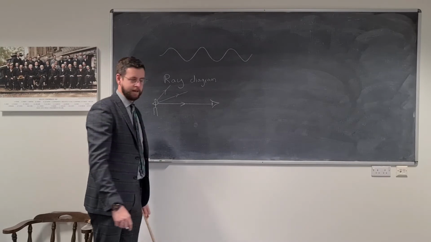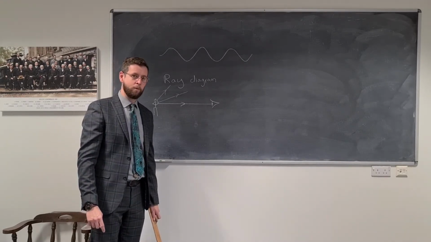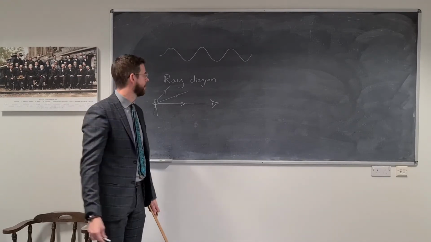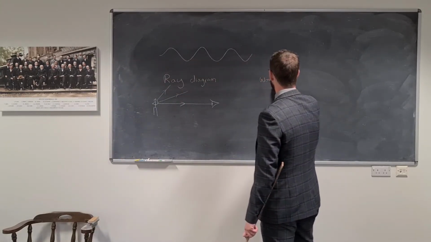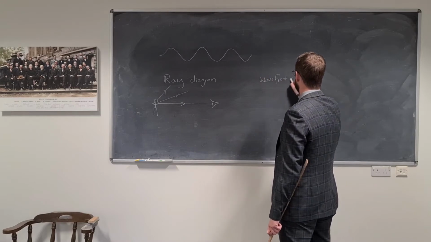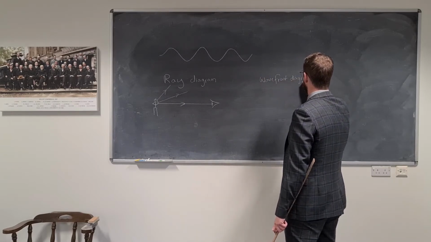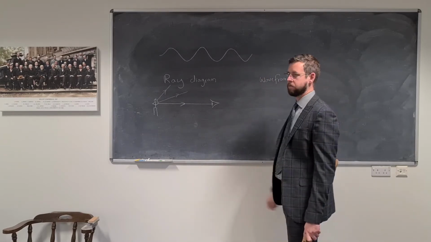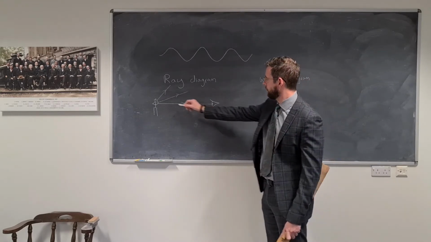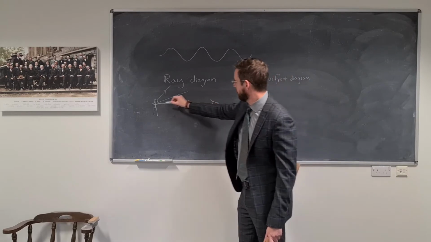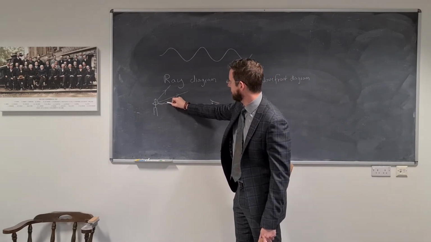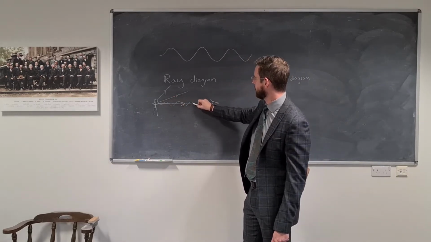The second type of diagram that I want to draw is a wave-front diagram. So a wave-front diagram is a way of displaying it differently. Because now what I want you to imagine is along the direction of this ray of light, what is actually happening is this transverse wave is oscillating like this.